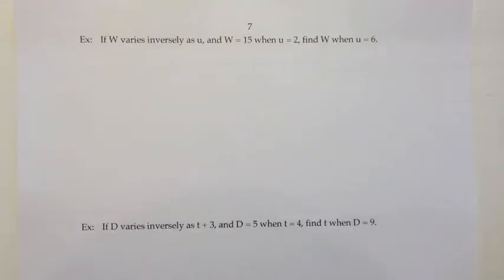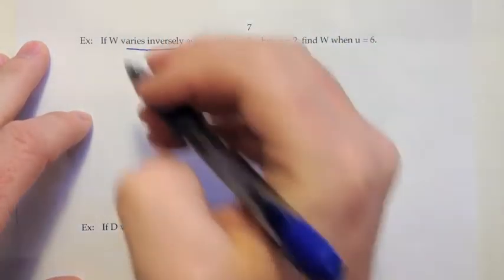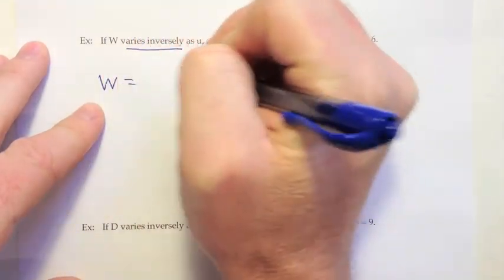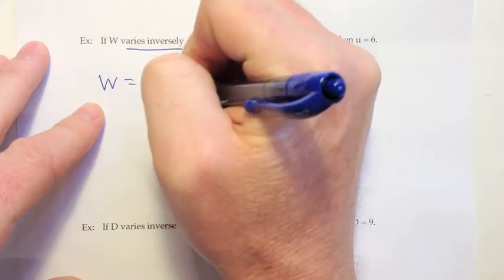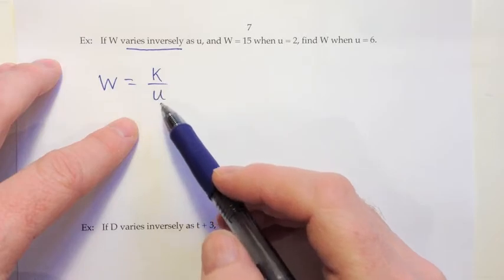Okay, continuing on in section 12.8 with inverse variation, we're just going to look at a couple more examples here. If w varies inversely as u, and w equals 15 when u equals 2, then find w when u equals 6. So the key thing to notice is the varies inversely phrase. So that's going to mean that w is equal to k over u. Again, if it had said directly, it'd be k times, but with inversely, we do over.